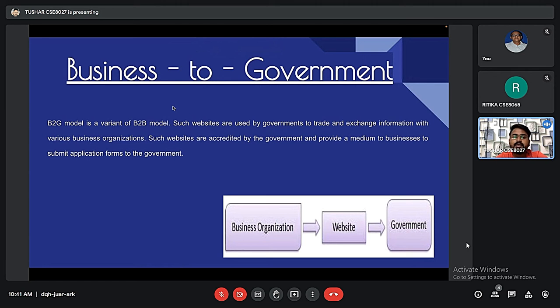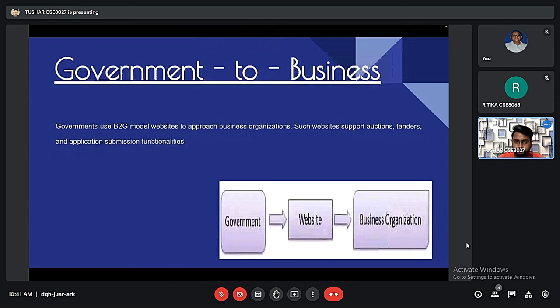The B2G model is a variant of the B2B model. Such websites are used by government to trade and exchange information with various businesses or business organizations. Such websites are accredited by the government and provide a medium for businesses to submit applications to the government. Next model. Government uses G2B model websites to approach businesses and organizations. Such websites support creation of tenders and application submission functionalities. In the below image, we are just giving an example of that.